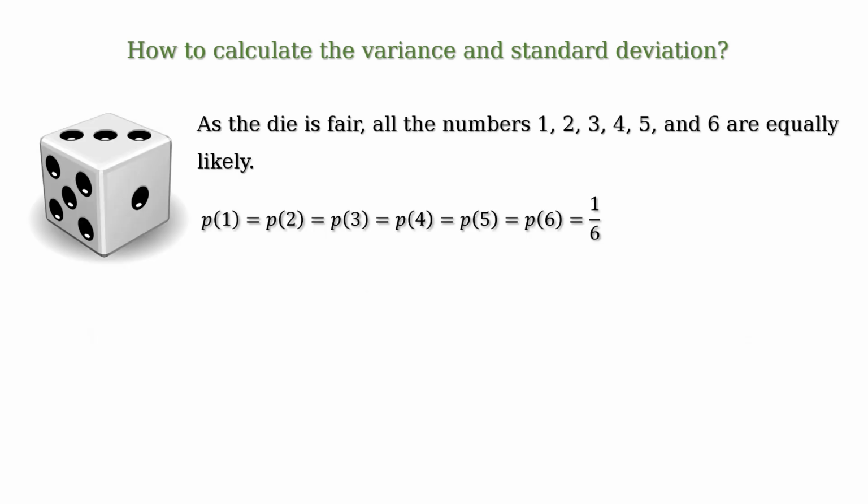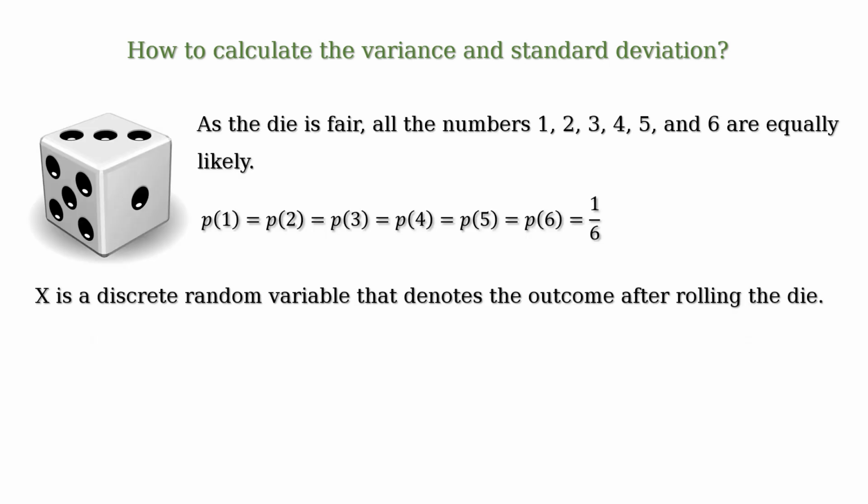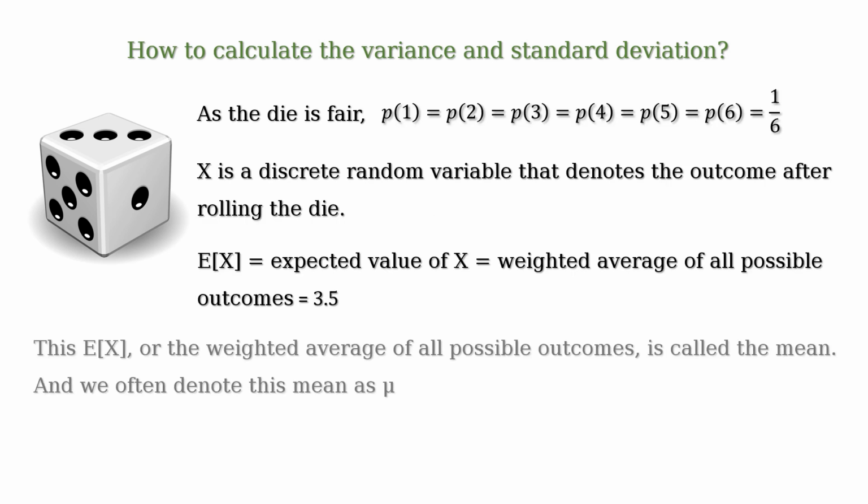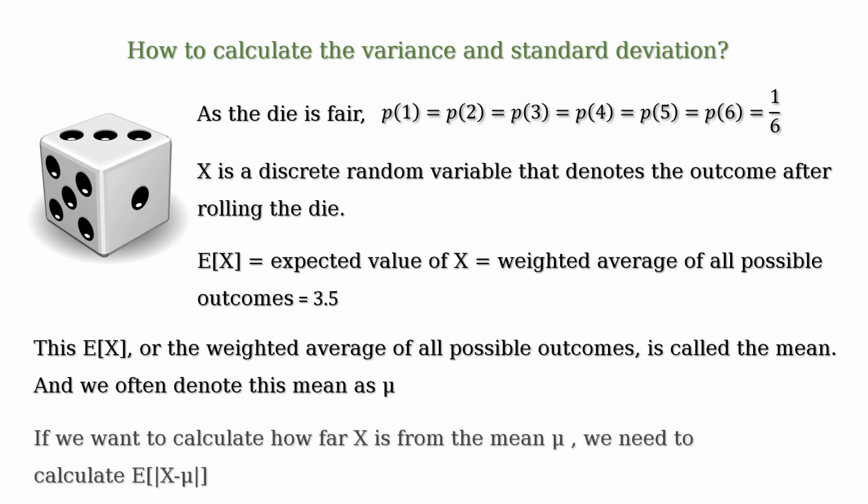Suppose X is a discrete random variable that denotes the outcome after rolling the die. So, expectation of X is equal to the weighted average of all possible outcomes, and after calculation, this is 3.5. This expectation of X, or the weighted average of all possible outcomes, is called the mean, and we often denote this mean as mu. So, if we want to calculate how far X is from the mean mu, we need to calculate the expectation of the absolute value of X minus mu.